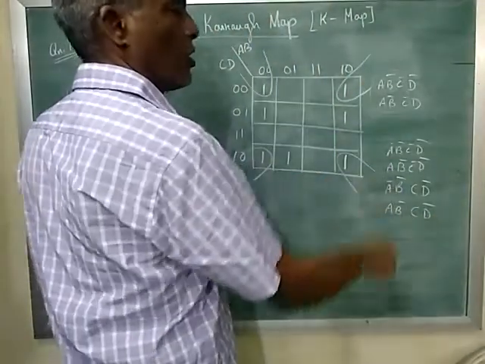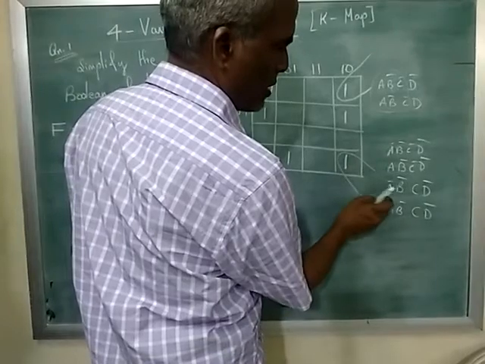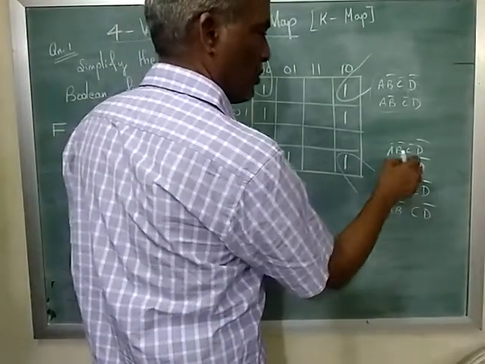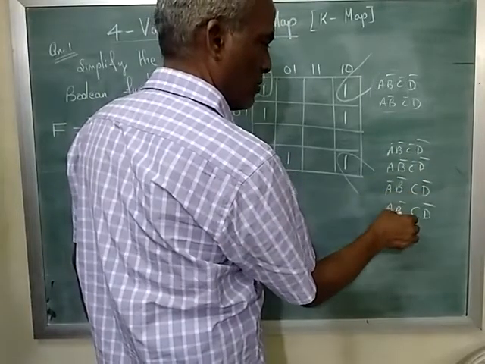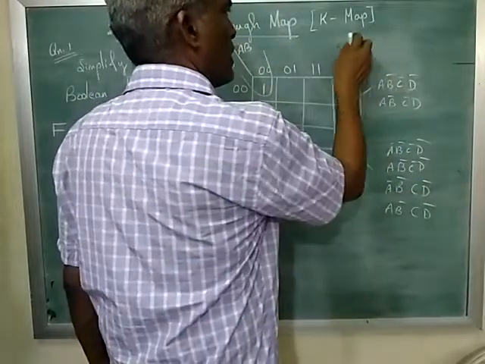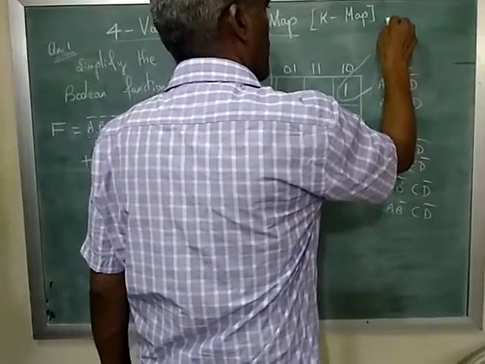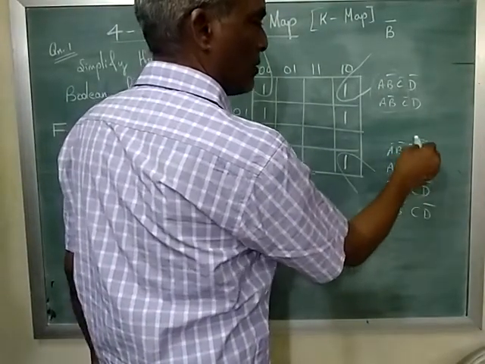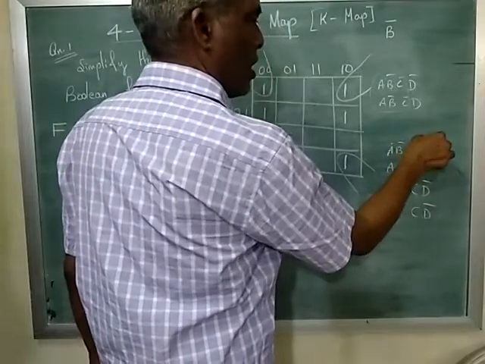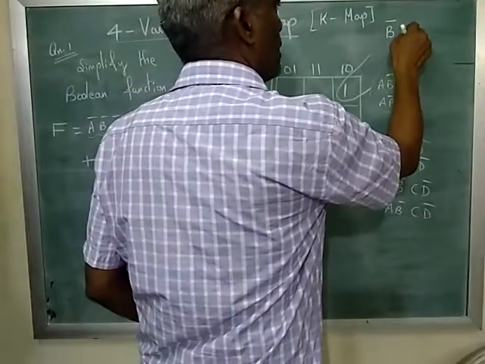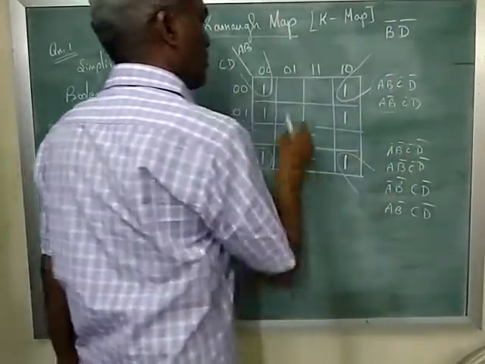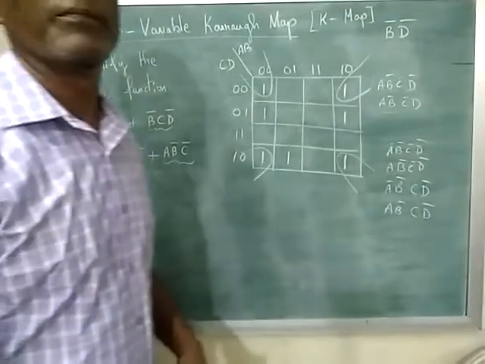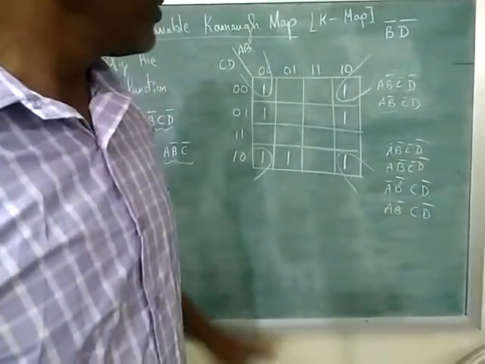Now you have to find the common terms. A bar, A bar, A. So all the 4, this is differing. But if you check for B bar, B bar, B bar, B bar, therefore we are having B bar as common. C bar, C bar, C, C. This is differing. If you see the last one, all are B bar. So when you combine all these 4 minterms, you will get B bar, D bar. Okay. So that part is over.